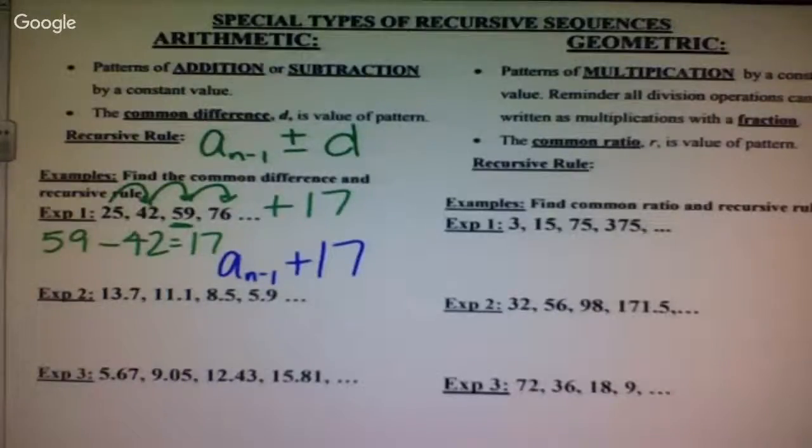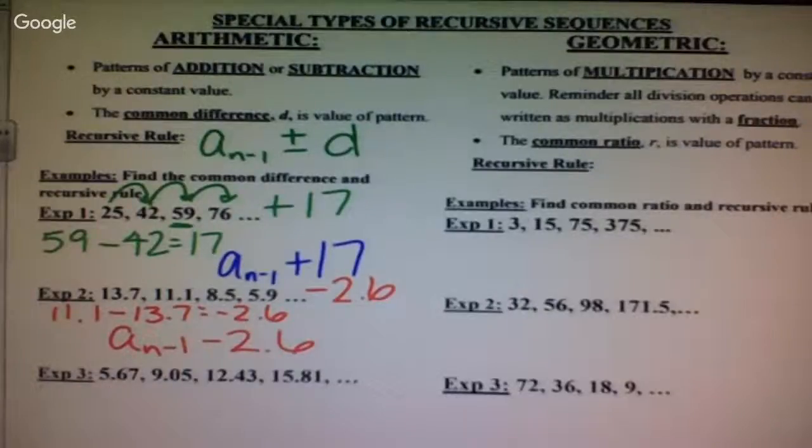Okay. So, example number 2. Right away, we know that this is subtraction because it's getting smaller as I go. And again, I can find that by picking any number I want, 11 minus 1, and I subtract the number before it, and that gives me my pattern. So each time I'm subtracting 2.6. So my rule is a sub n minus 1 minus 2.6.